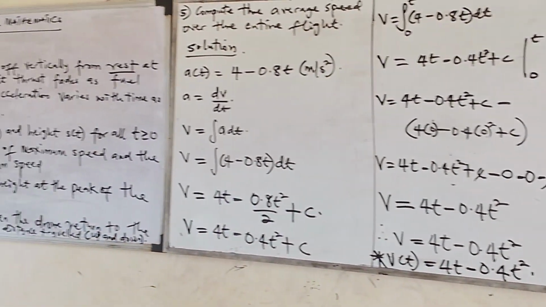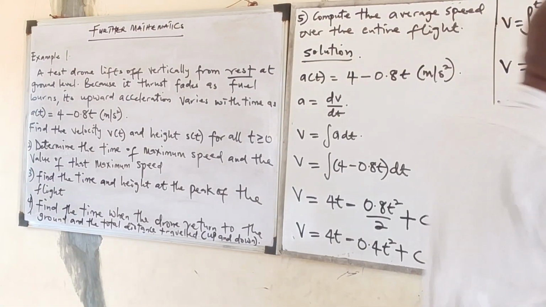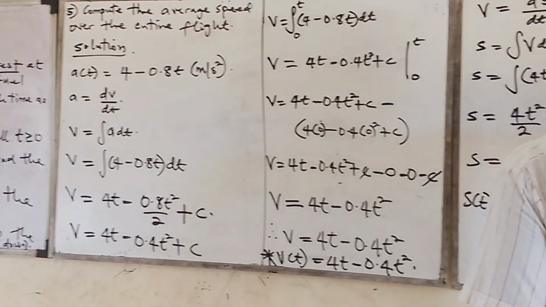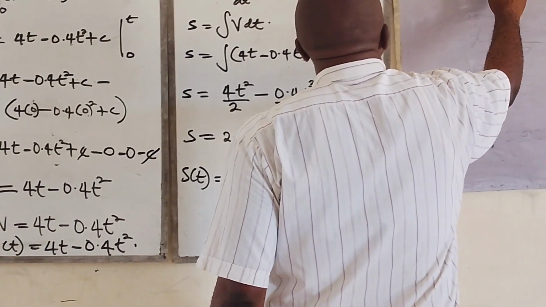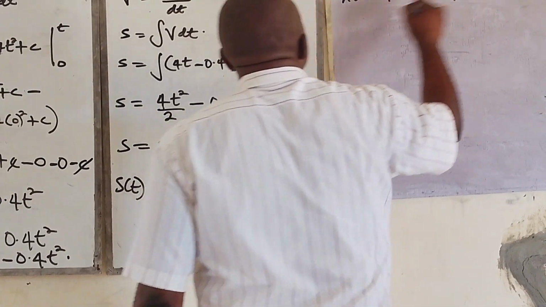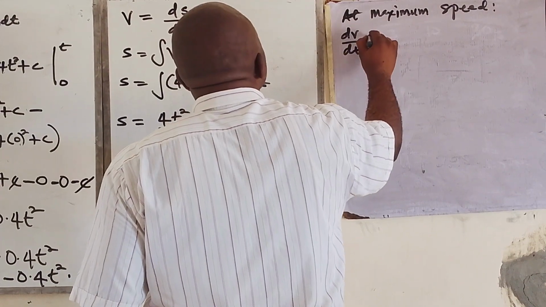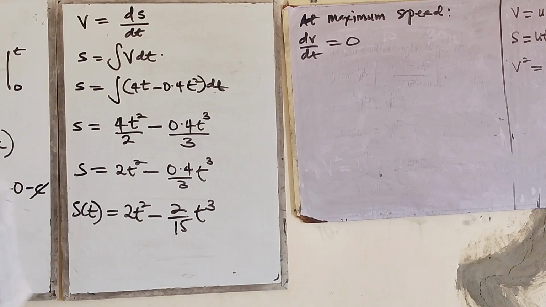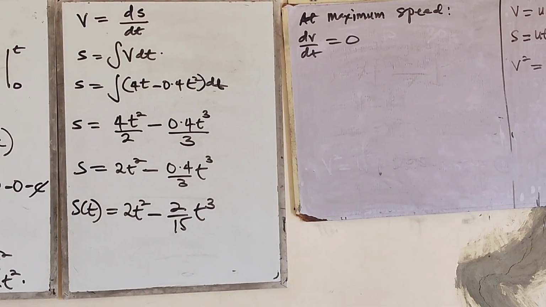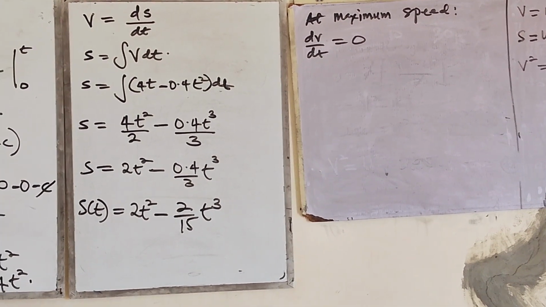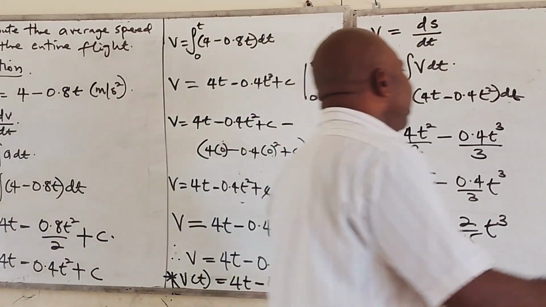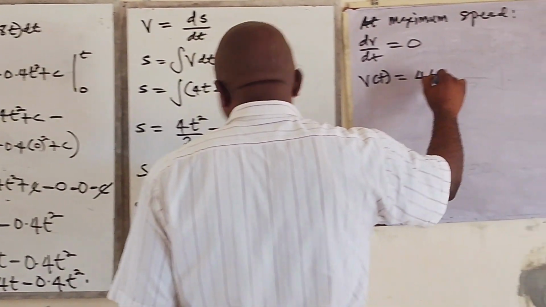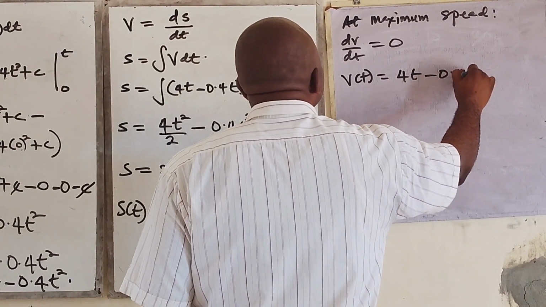Now we're asked to determine the time of maximum speed. Now, at maximum speed, the change in v all over the change in t will be equal to 0. Yes, at maximum speed, change in velocity all over change in time will be equal to 0. And now let's look at our velocity. Remember our v(t) is equal to 4t minus 0.4t squared.